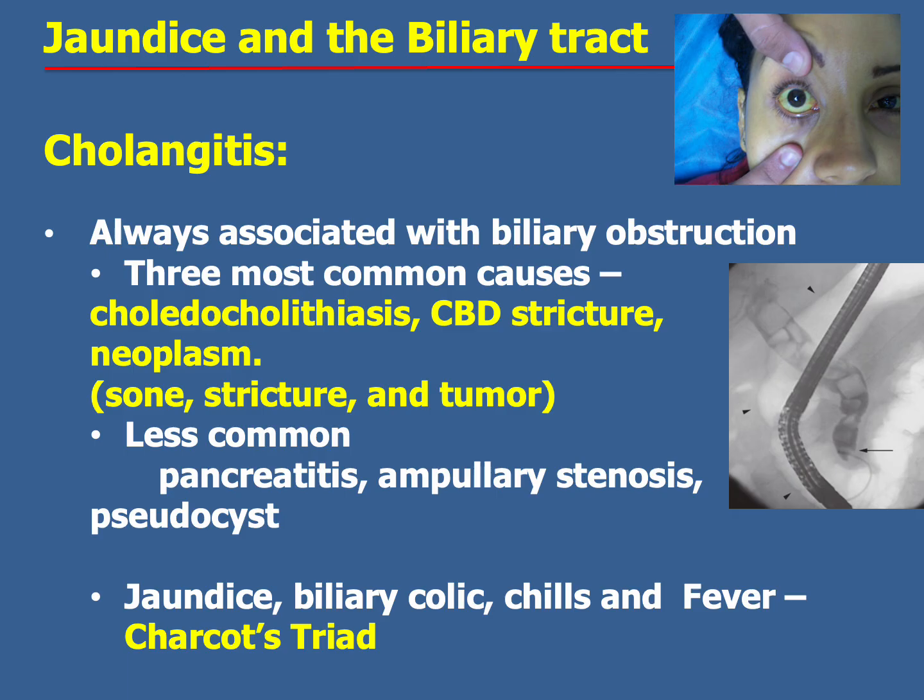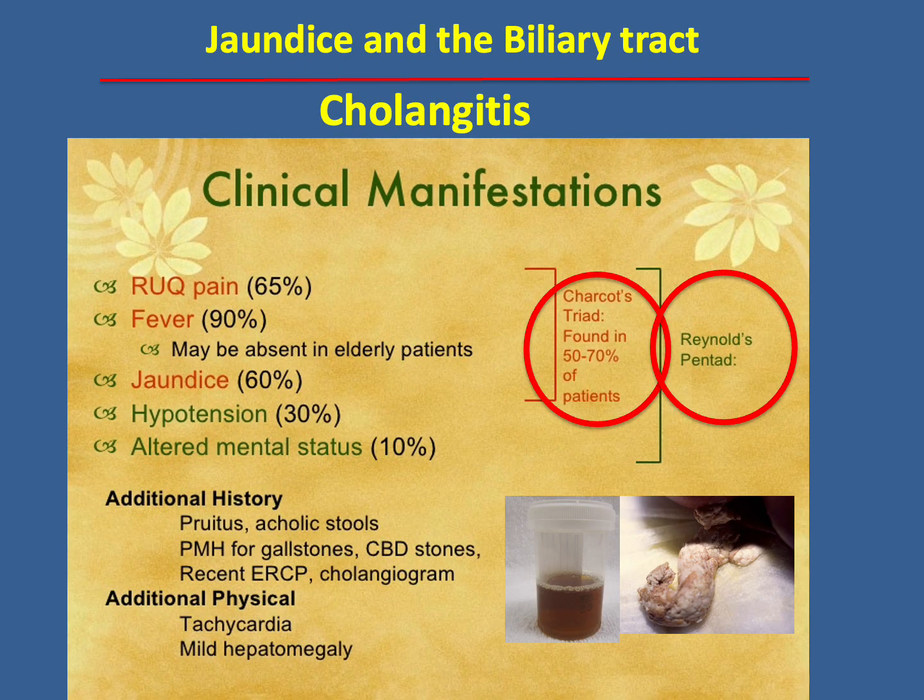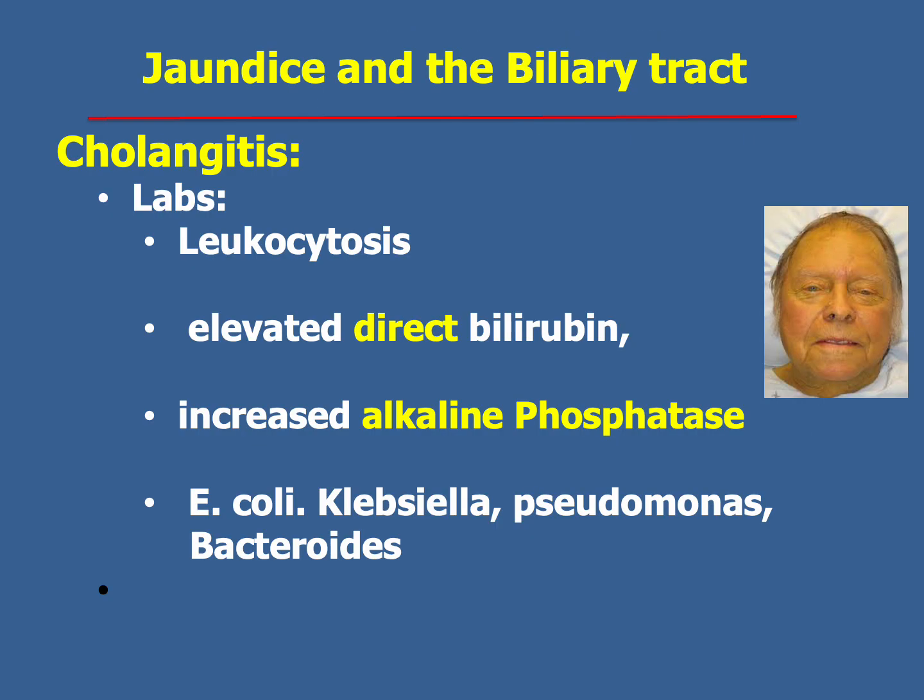There's right upper quadrant pain with temperature spikes to 104 to 105 and jaundice. Pain, fever, and jaundice: Charcot's triad. Systemic sepsis can occur, resulting in confusion and hypotension. This is termed Reynolds pentad. There's predominantly conjugated hyperbilirubinemia and extremely high levels of alkaline phosphatase. Gut organisms are usually the infectious agent.